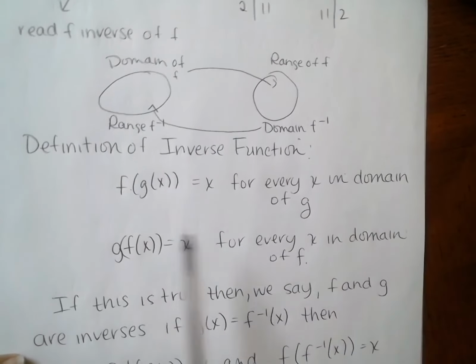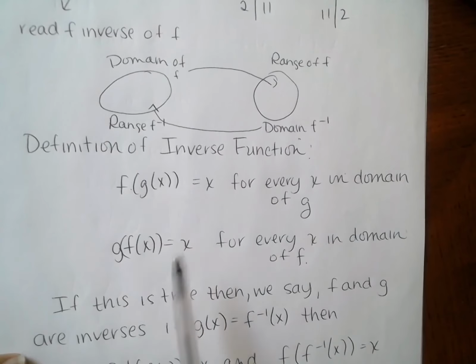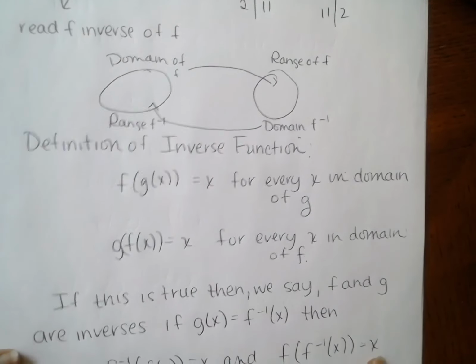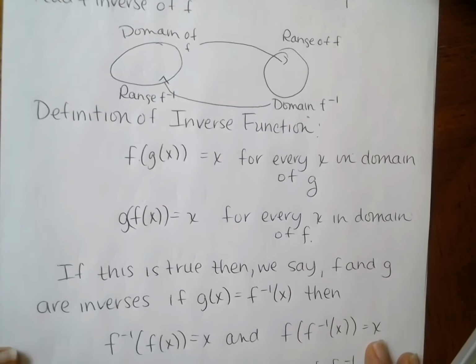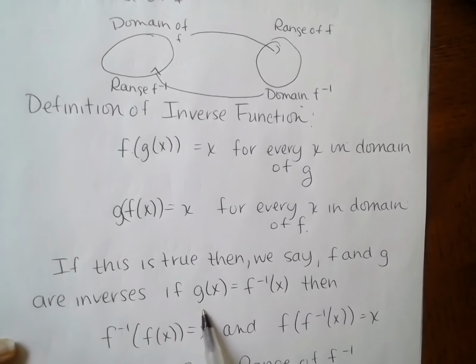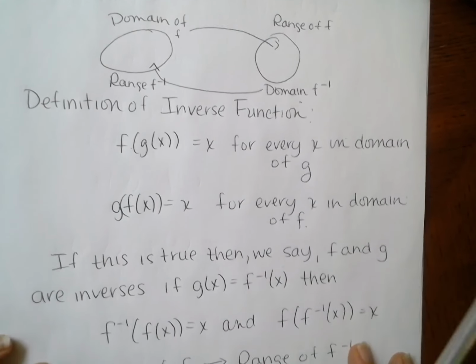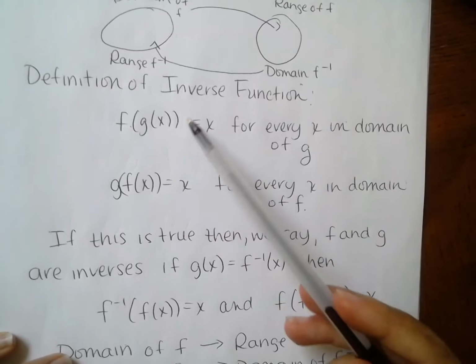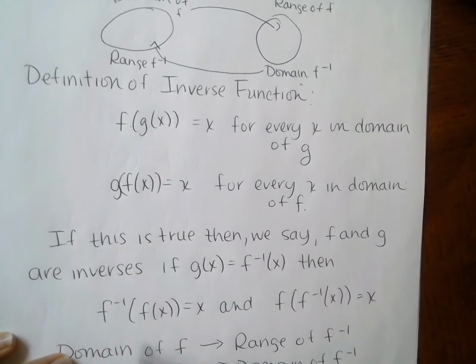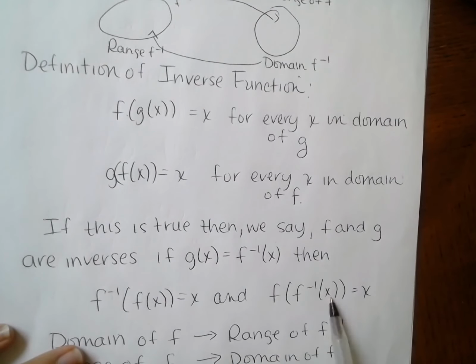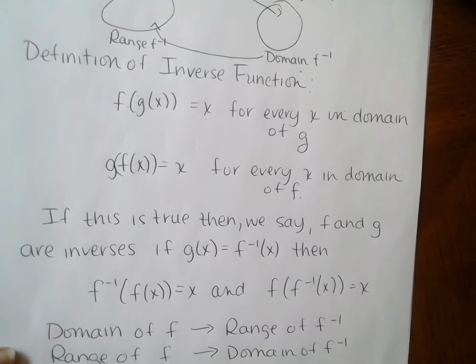So if these two things are true, if f composed with g is x and g composed with f is also x, then we can say that f and g are inverses. Then we can say that g is equal to f inverse of x. This is the same composition, it's just that instead of g, I'm writing f inverse here. So that means that if I put f into f inverse, I get out x, and if I put f inverse into f, I get out x. So this is just composition.